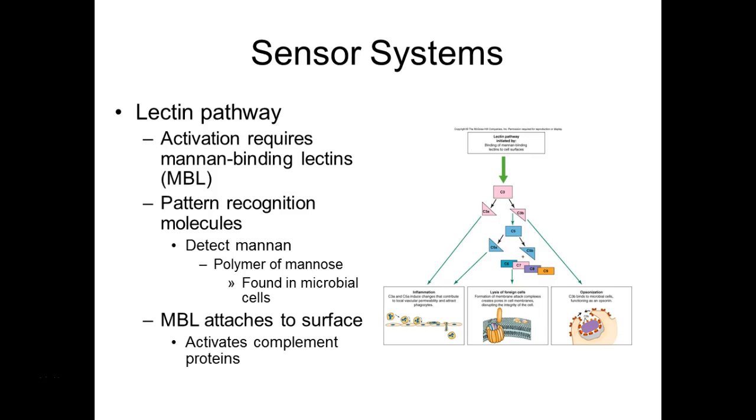Mannan, which is a sugar, it's a polymer of the sugar mannose, right? So a whole bunch of mannose sugars hooked together to form a molecule we know as mannan. It's found in microbial cells, right? We don't make mannan, microbes do. And again, it's a common molecular pattern for microorganisms. So it makes sense that we would have the ability to recognize it. And in this case, we're not just going to recognize it, we can activate complement when we recognize it.